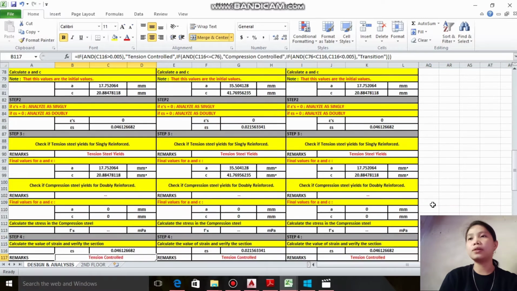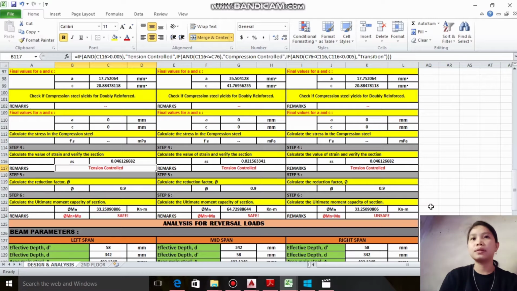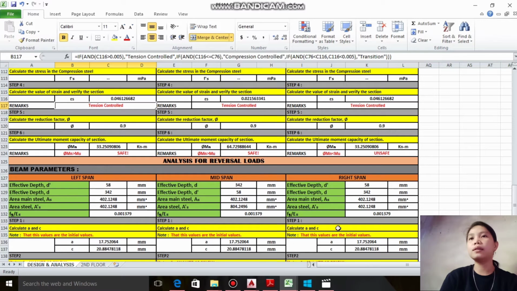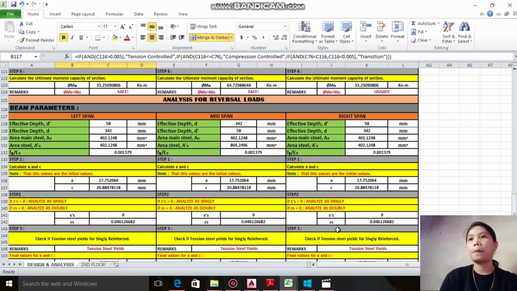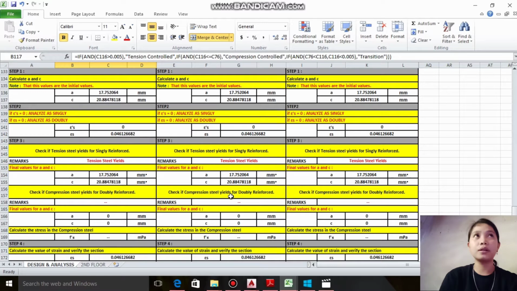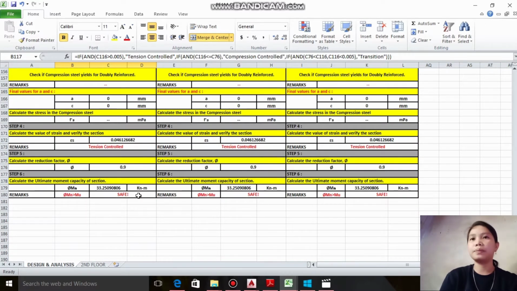And so calculation of A and C, analyze as single or double. So, analysis for reversal loads, calculate A and C. Remarks: tension steel yields. So the grade is grade 40 or 275 MPa. So safe.